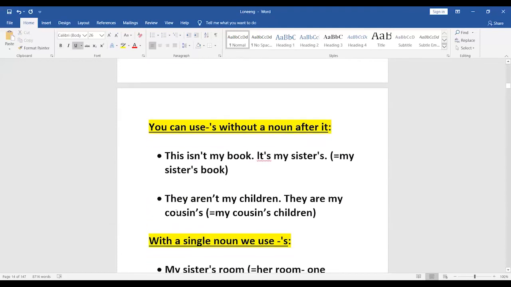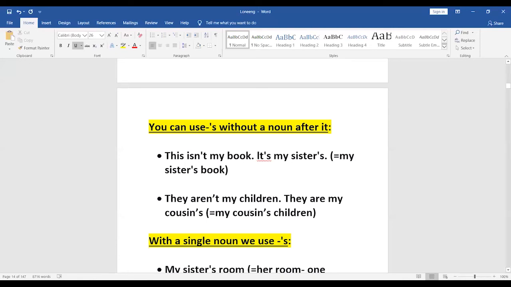Let's move on to another exercise. You can use apostrophe S without a noun after it. It isn't my book, it's my sister's. I told you, when something belongs to somebody, you add apostrophe S. If you notice here, after sister's, they're not putting any noun. They're not saying sister's book. They're just saying bluntly, it's my sister's. And that is why it has an apostrophe S.